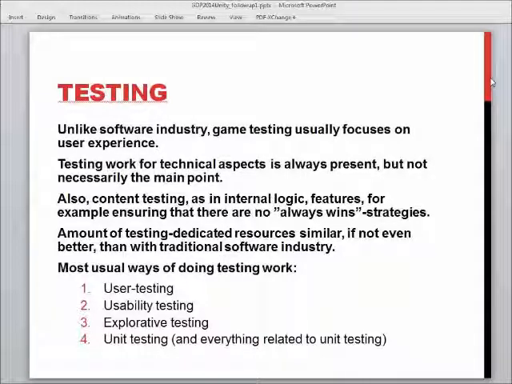So, like I said earlier on the testing work, in the software industry, the testing work focuses on finding the technical problems and ensuring that the software does what it's supposed to do. So it's verification and validation. Verification that the product does what it's supposed to do, or what the documentation or plans say that it should be doing, and validation, meaning that the product was built correctly, so it solves the problem we were trying to solve in the first place.